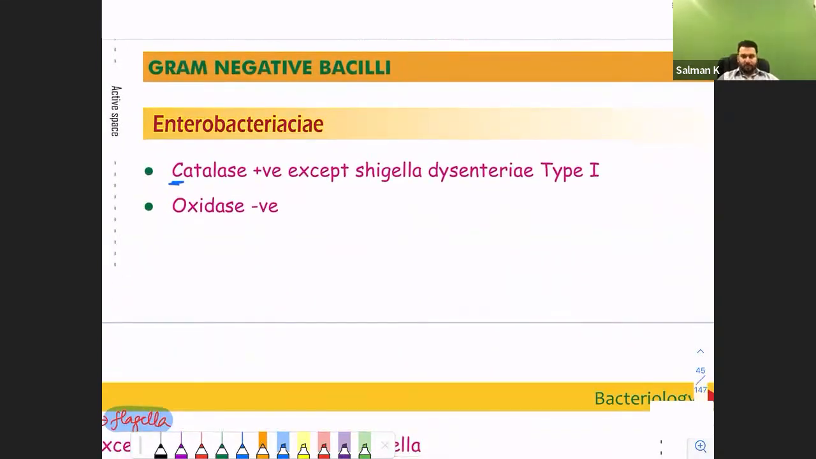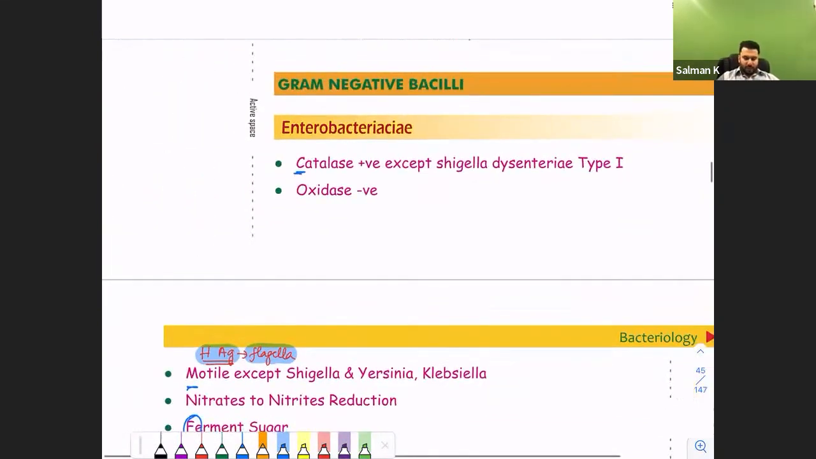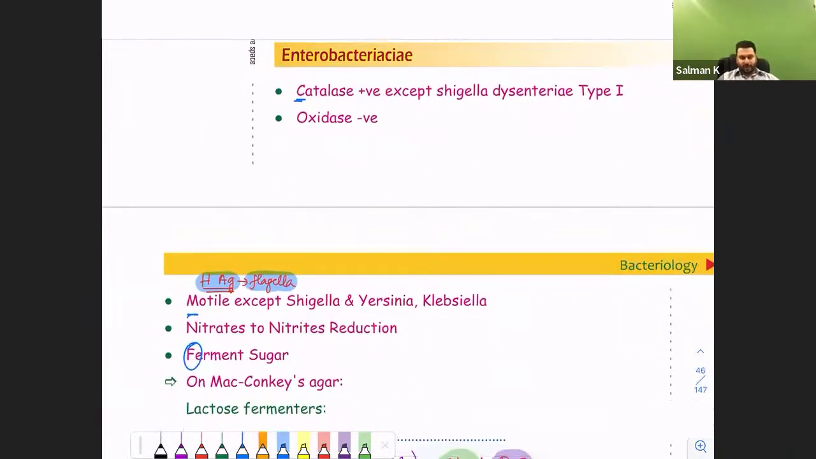Gram-negative bacilli. Okay, gram-negative bacilli. What you need to know, Enterobacteriaceae. See, they are called members of the family Enterobacteriaceae because they all have some common properties or common features. And that's the mnemonic you can see right there. Catalase positive, oxidase negative, motile, ferment sugar, etc. So these are the points that you need to keep in mind.